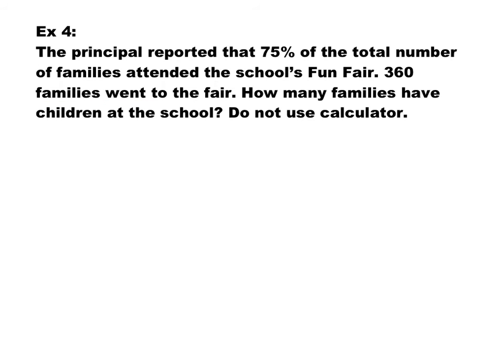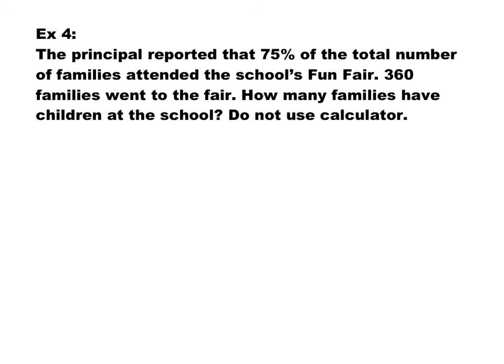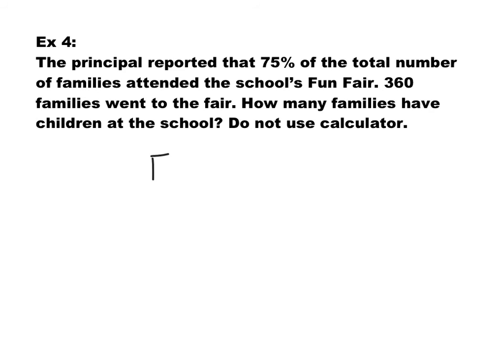The next example says that the principal reported that 75% of the total number of families, which we don't know how many, attended the school's fun fair. 360 families went to the fair. So this means 75% of that total, which we don't know, is 360. How many families have children at school? Do not use calculator again. So if the number of families is F, we know that 75% of it is equal to 360.